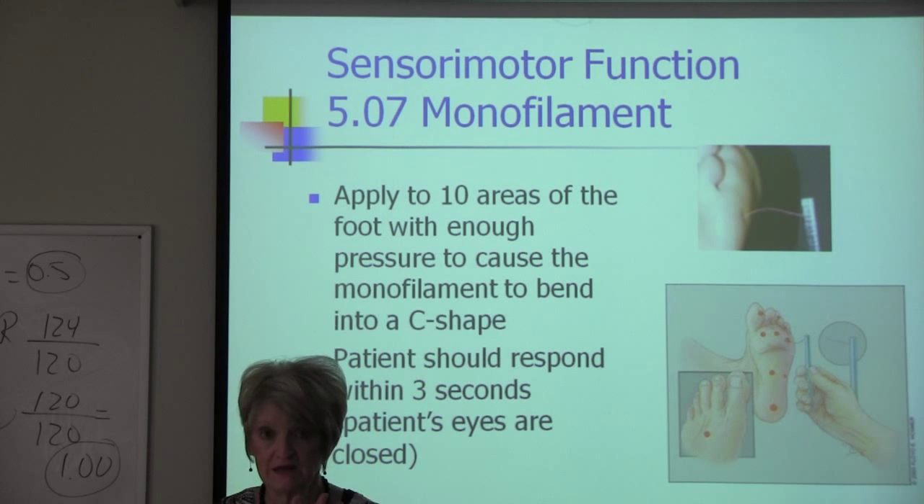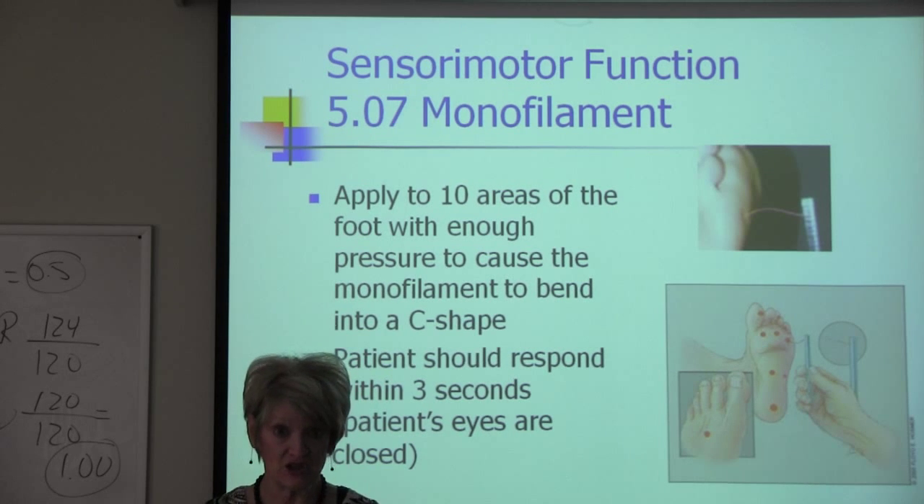In centers where they test all 10 sites, patients are considered to have across the board loss of protective sensation if there are 4 or more sites where they do not respond. Other clinicians will say if there's any site where they do not respond, I'm concerned.